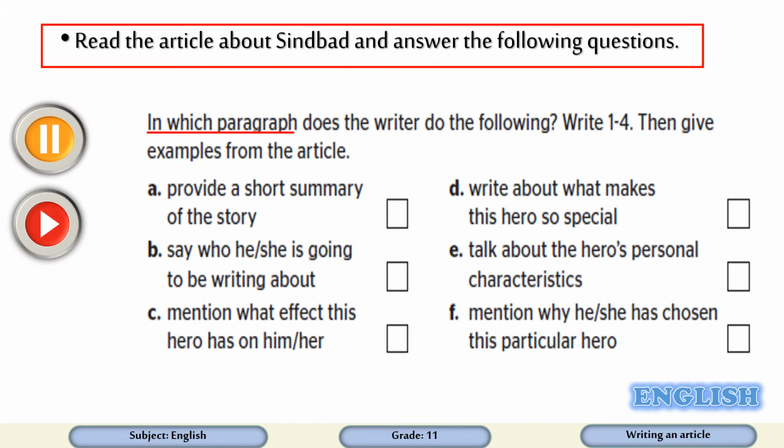Okay, welcome back. Now, let's check your answers. In which paragraph does the writer provide a short summary of the story? Paragraph 2. In which paragraph does the writer say who he or she is going to write about? Paragraph 1. In which paragraph does the writer mention what effect this hero has on him or her? Paragraph 4. In which paragraph does the writer write about what makes this hero so special? Paragraph 4. In which paragraph does the writer talk about the hero's personal characteristics?